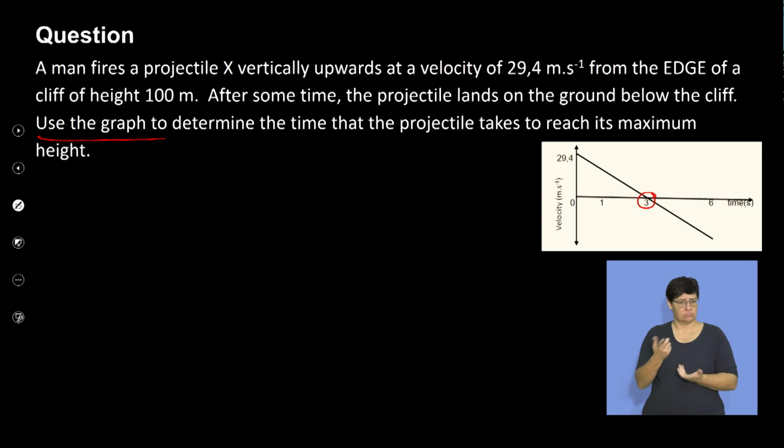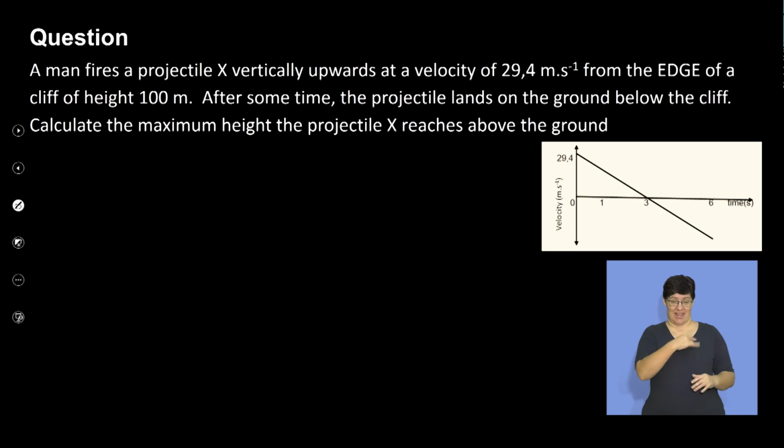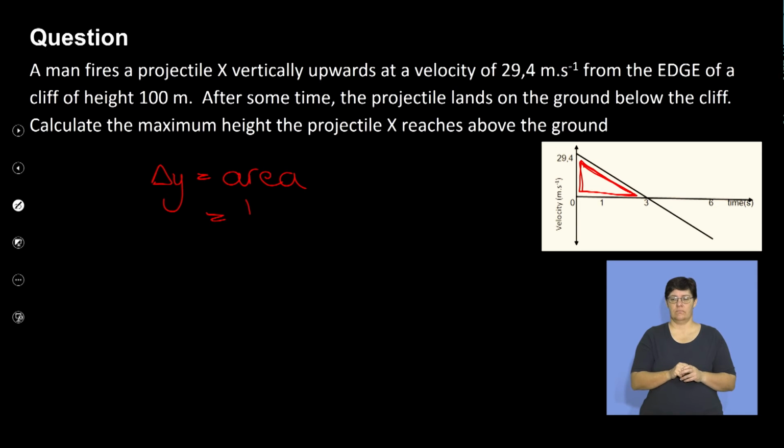Actually, we can just read it. 3 seconds. No calculation needed. Bonus. We like those. Calculate, and we're using the graph for all of this, the maximum height the projectile reaches above the ground. That is this area. Okay? So, we want delta y, which is the area under the graph, which is now a half times base times height. So it's a half, my base is 3, my height is 29,4.